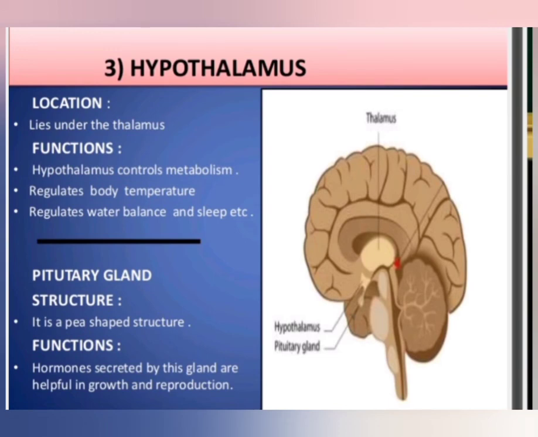Hypothalamus is the part of the forebrain which is located at the base of diencephalon, and it has the control center for hunger, thirst, sleep, sweating, body temperature and emotions also.